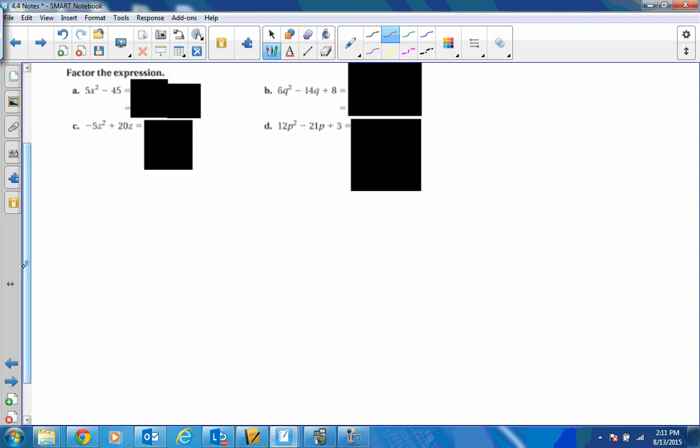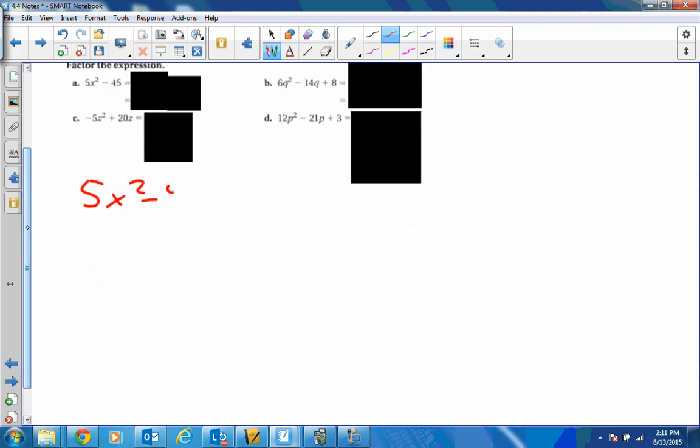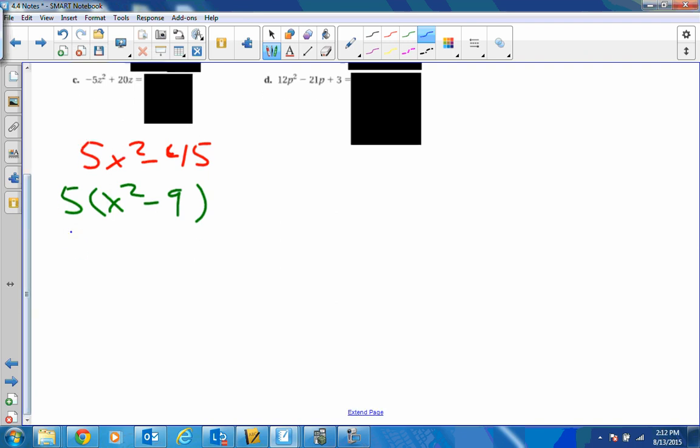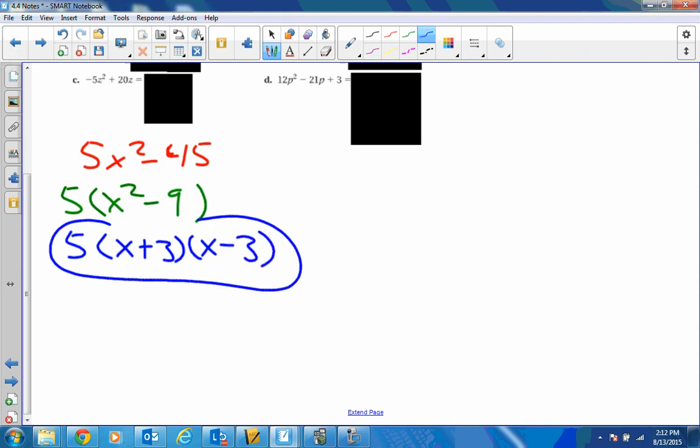So the first one, we've got 5x squared minus 45. Well, they both have a common factor of 5, so we can take out a 5, leave that as x squared, and then we also have to divide 45 by 5, which is 9. Well, x squared minus 9 is the difference of two squares. They both are perfect squares. So then we can factor those by writing 5 times (x plus 3)(x minus 3), and we're done. So that's how you would completely factor A.